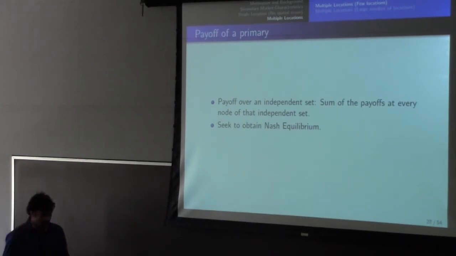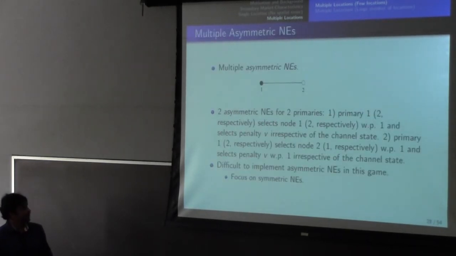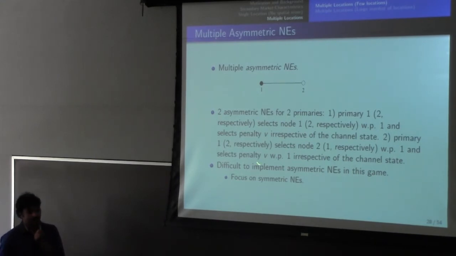Okay, so what is the payoff of a primary here? The payoff of a primary for an independent set is the sum of the payoffs at each node of the independent set. Again we seek to obtain the Nash equilibrium strategy. But the first result is that we had a unique NE for the single location case, whereas here there are multiple asymmetric NEs. In the single location case there was no asymmetric NE, but here there can be multiple asymmetric NEs.